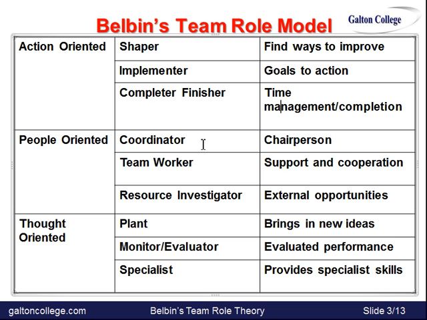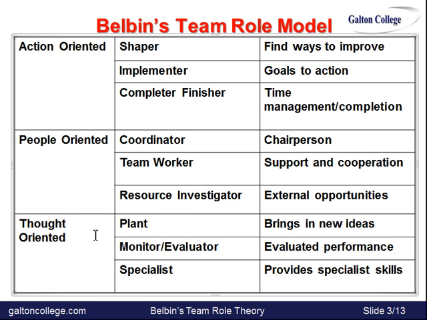Now down here for the people orientated we have coordinator, which is the chairperson, somebody who coordinates, somebody who links it all together. The team worker, support and cooperation. Team worker is a person who cooperates with others and who supports the others in their efforts and works as part of the team to bring about the outcome. The resource investigator looks at external opportunities, anything being missed on the outside.